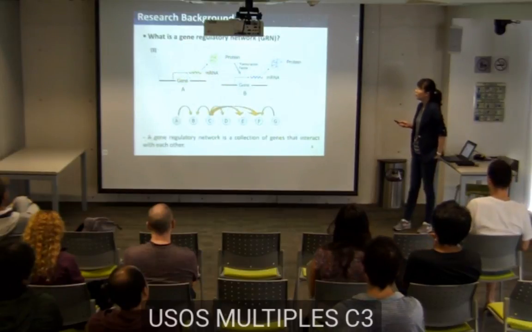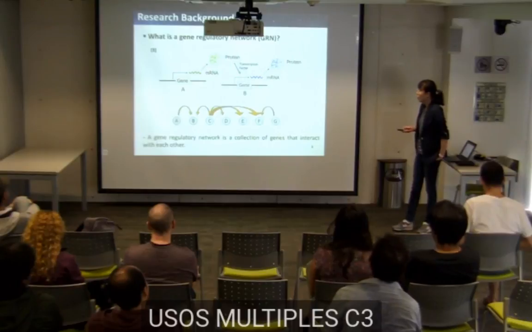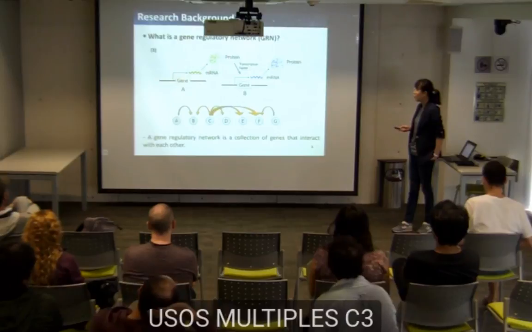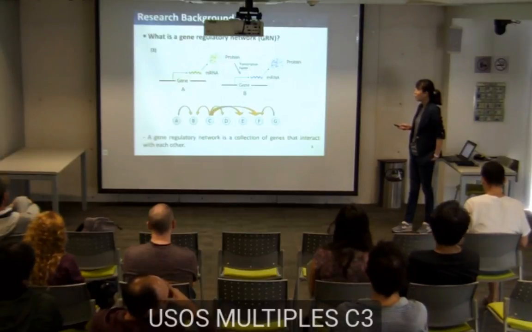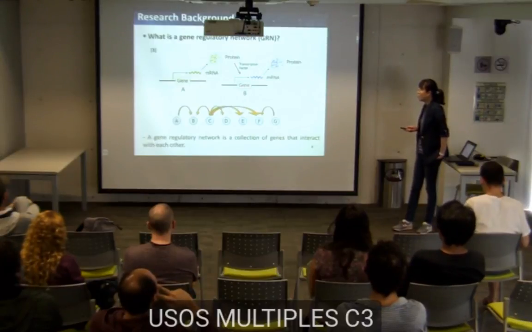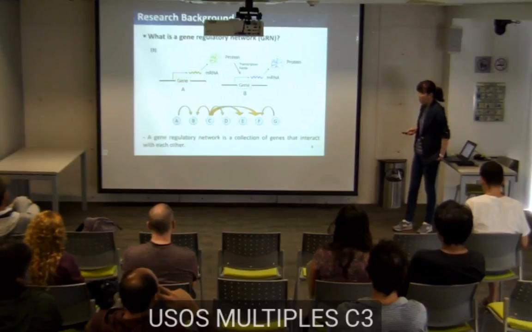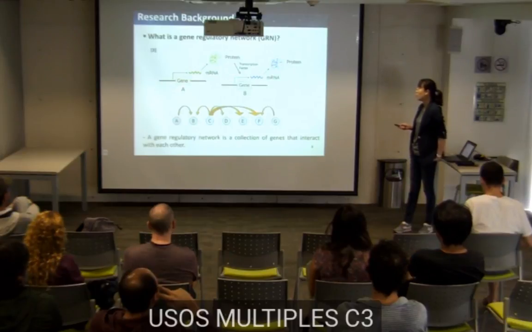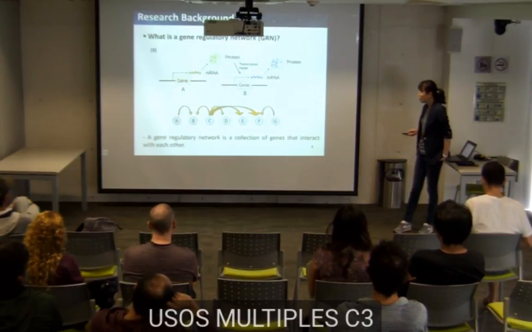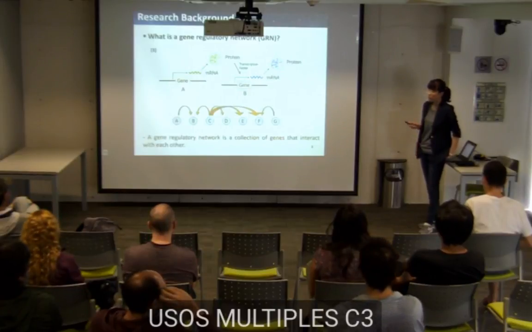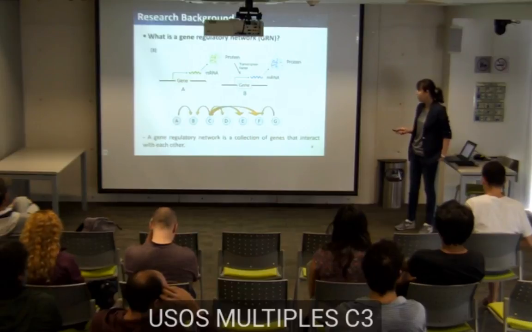What is a gene regulatory network? Here, if gene A is activated, then it makes a protein. This protein influences the activity of gene B. If gene B is activated, it makes another protein. Simplifying this process, we can say gene A influences gene B. A gene regulatory network is a collection of genes that interact with each other.